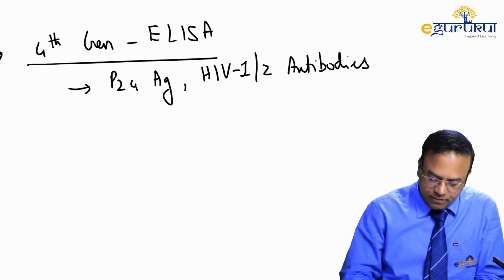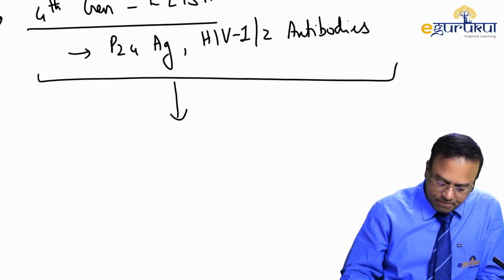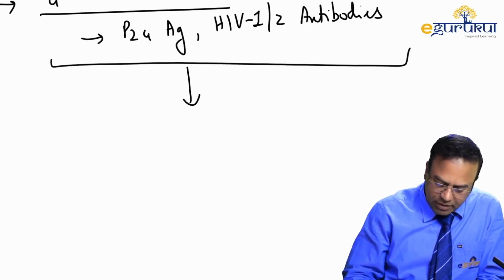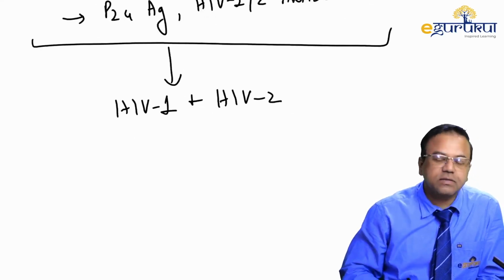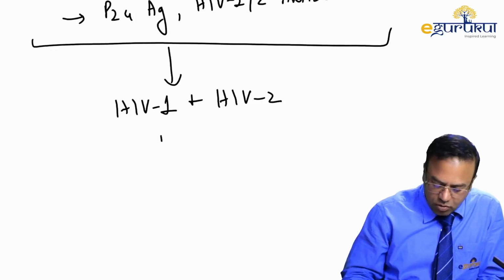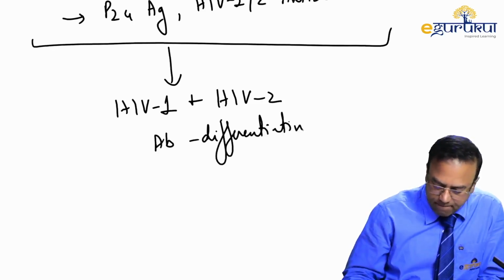Once this test is positive, the next step is you have to do the HIV-1 and HIV-2 discriminative antibody test. You have to really find out what it is. Is it HIV-1 or HIV-2? So you're going to go for the antibody differentiation test.